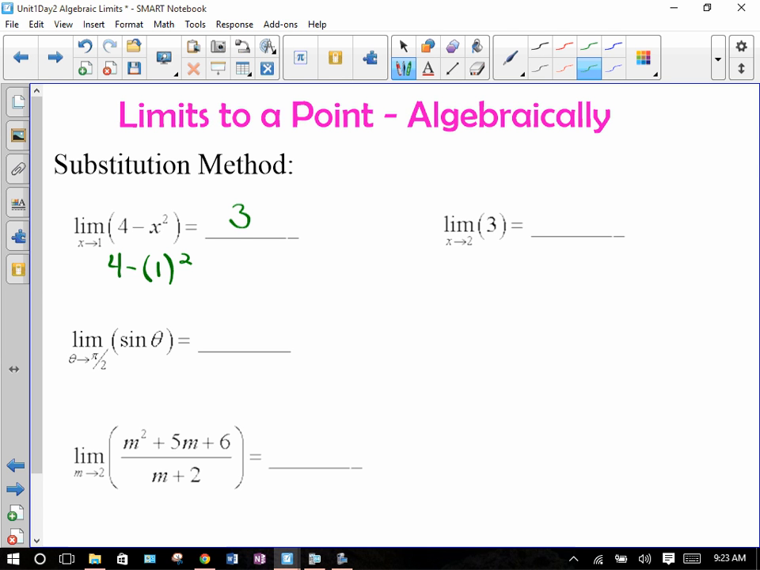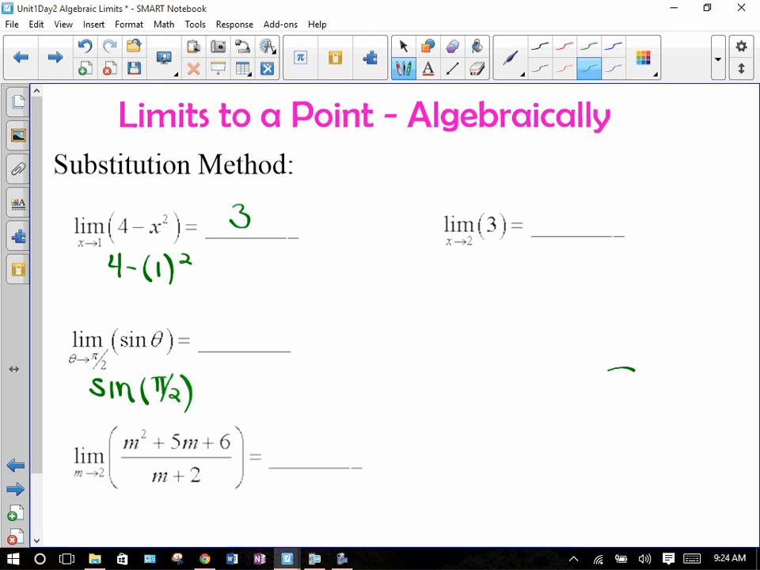So, let's look at this one right here. The limit as theta approaches pi over 2 of sine theta. So, using substitution, what are we going to do? Pi over 2, so it's going to be sine of pi over 2. Now, this is where pre-calc is going to come back to haunt you, because this would be a problem on an AP test that would be something you don't get to have a calculator. You need to know what sine of pi over 2 is.